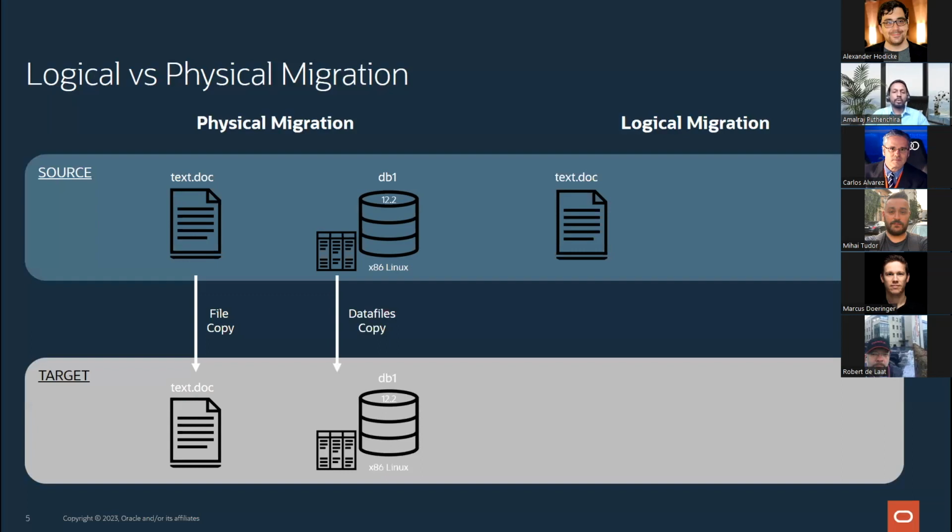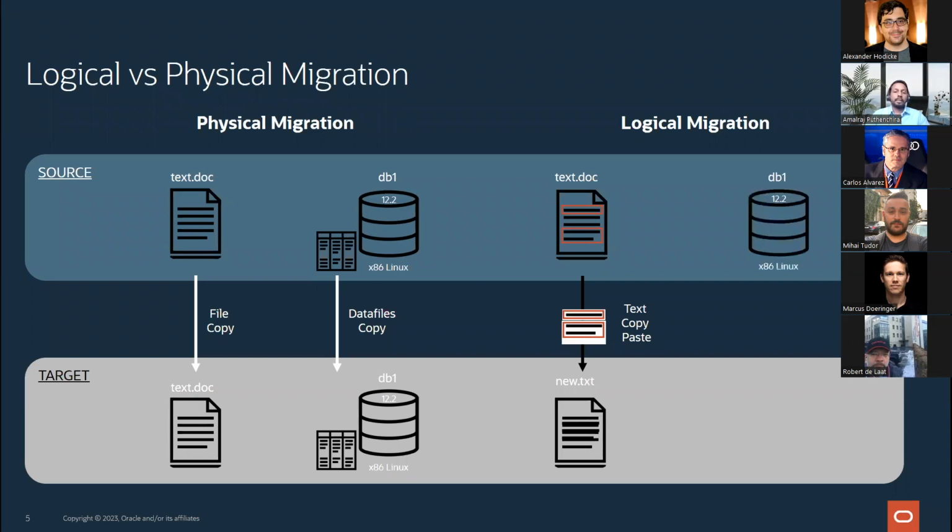So for a text document, logical extraction means you copy the contents, okay, and then you paste it on the target. So here in the target, you can notice the target format of the text is different. It is .txt. So that is the beauty of this migration. It doesn't have to be the same, okay? Because we are logically extracting and pasting it.